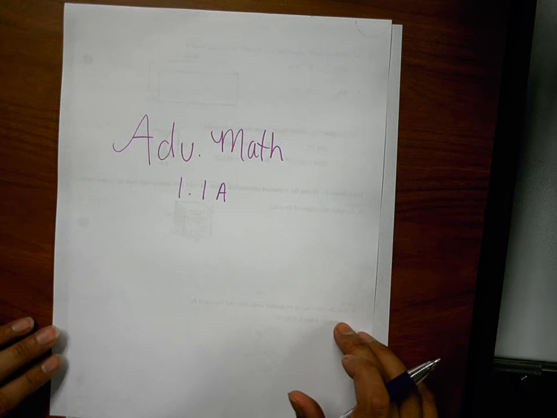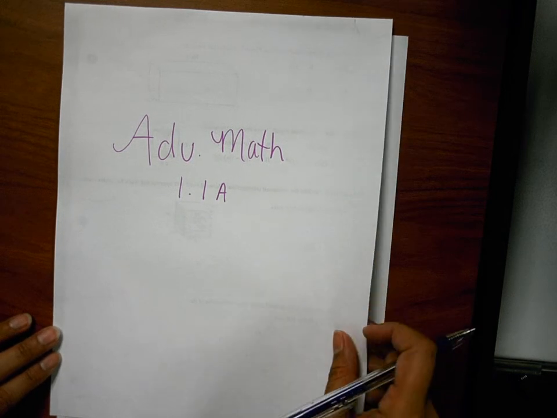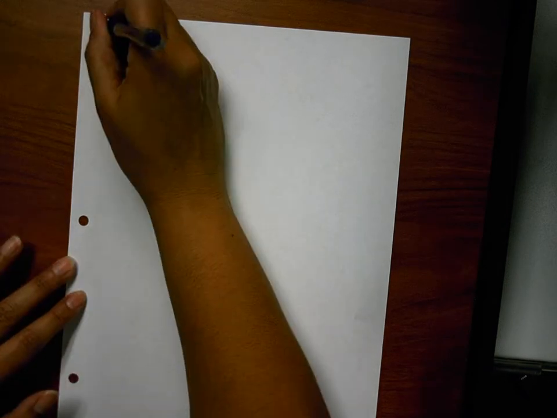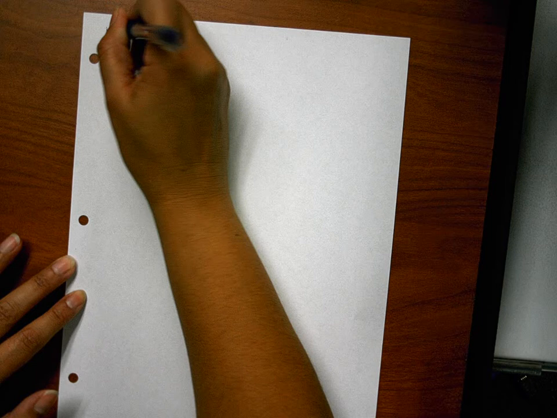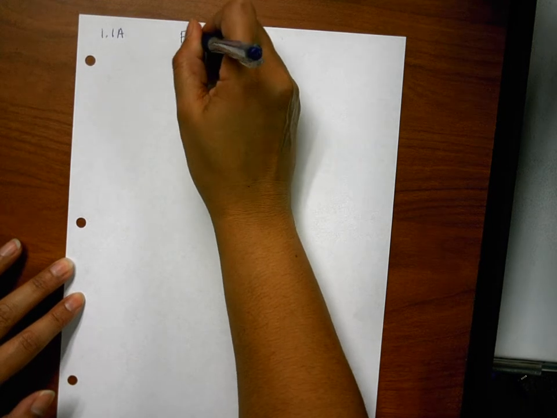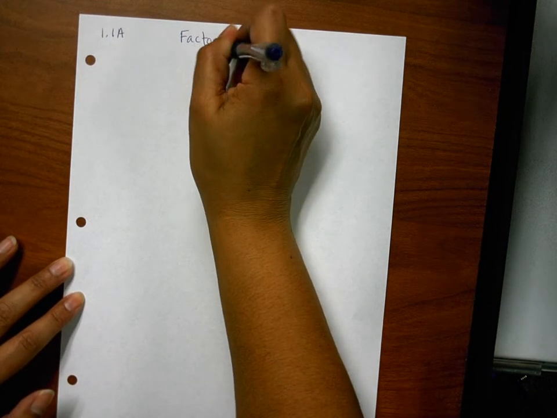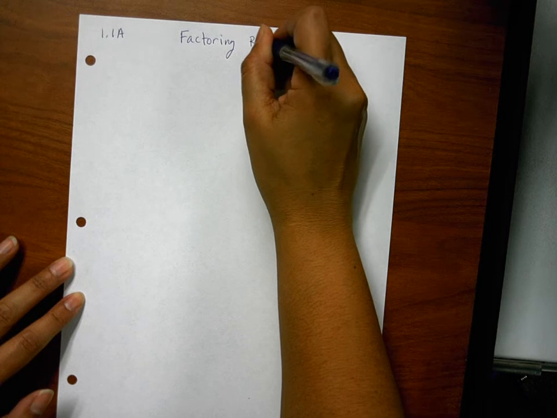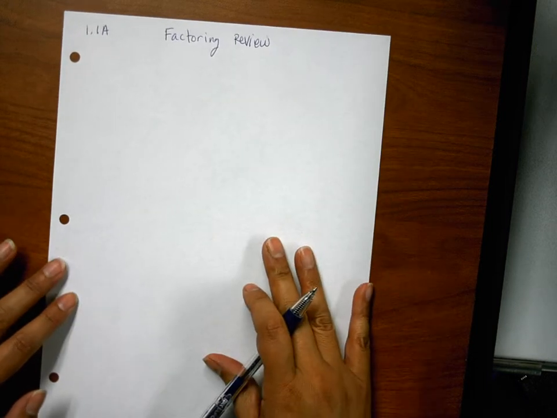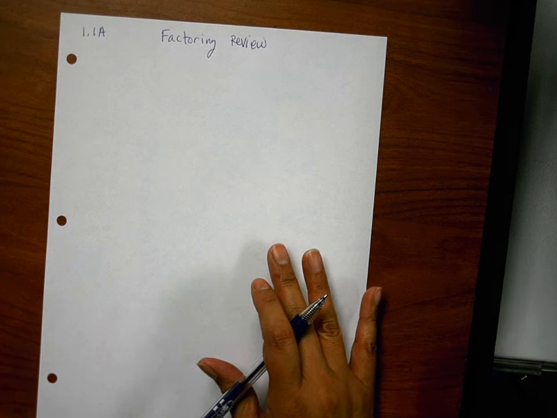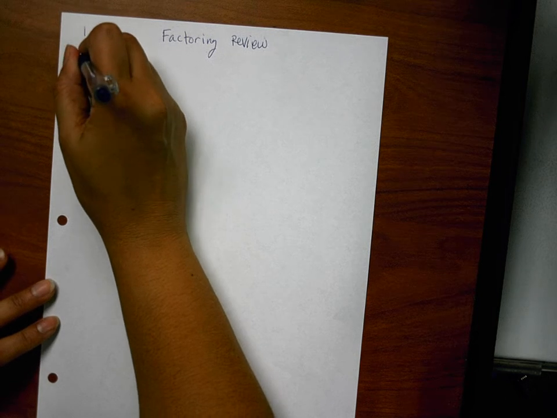This is Advanced Math, Notes 1.1a, that's Unit 1, Lesson 1a. It's titled Factoring Review. So this is a review of factoring that you've been doing since Math 2. You learned it in Math 2, you reviewed it again in Math 3, you worked with it in Math 3, and we're going to use it a whole lot in Advanced Math.